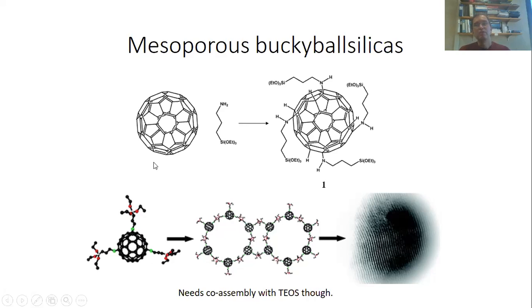But it has been found that in order to assemble this, you will need again a co-assembly with tetraethoxysilane or tetramethoxysilane. The reason for this is that the number of triethoxysilyl functionalities around the buckyball isn't large enough, and also these propyl groups are relatively flexible. So overall we do not have enough triethoxysilyl groups surrounding that buckyball to enable it to act as a single source precursor.